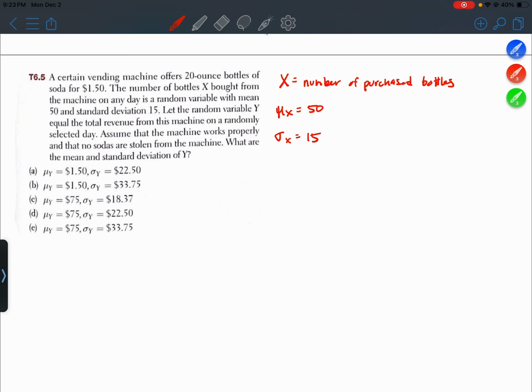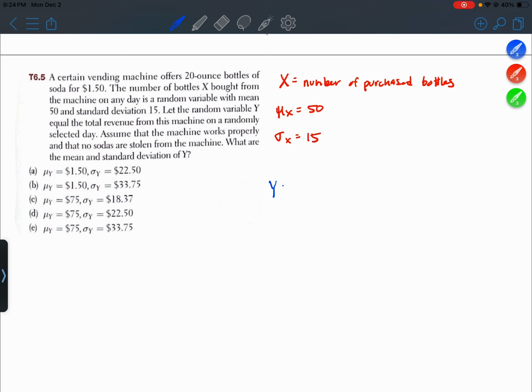So then it says, let the random variable Y equal the total revenue from this machine. So how much money the machine produces on a randomly selected day. Assume that the machine works properly and that no sodas are stolen from the machine. What are the mean and standard deviation of Y? Okay, so let's switch to a different color.